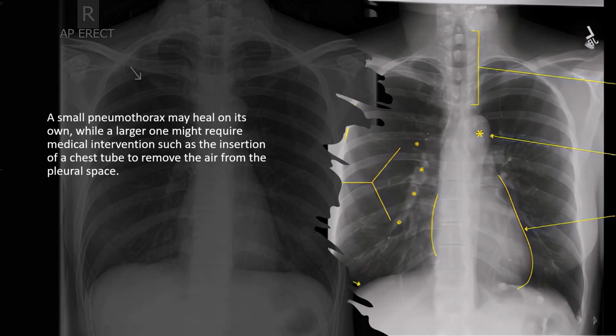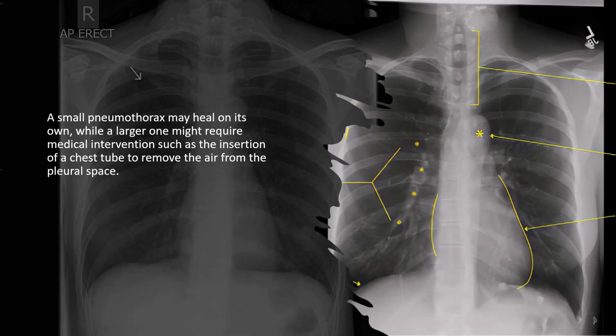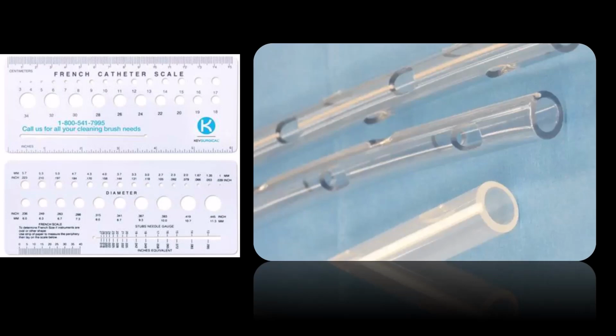A small pneumothorax may heal on its own, while the larger one might require medical intervention, such as the insertion of chest tube to remove the air from the pleural space. There are different types of chest tubes, and they all have a designation as to their size in French.